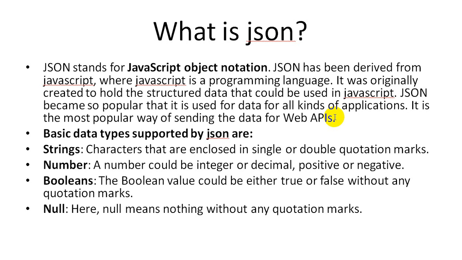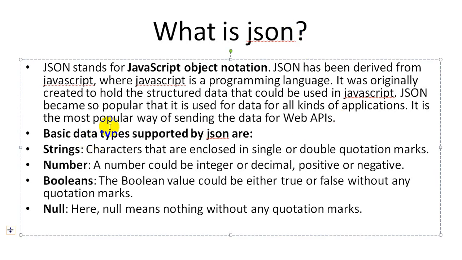So we are going to mention the advantages and disadvantages, or benefits, of using JSON. The basic data types supported by JSON are strings. Strings are characters that are enclosed in single or double quotation marks. Numbers could be integer or decimal, positive or negative, doesn't matter. Booleans are true or false, and we don't use quotation marks. Null means nothing, without any quotation marks. If there are no quotation marks, then it is null.